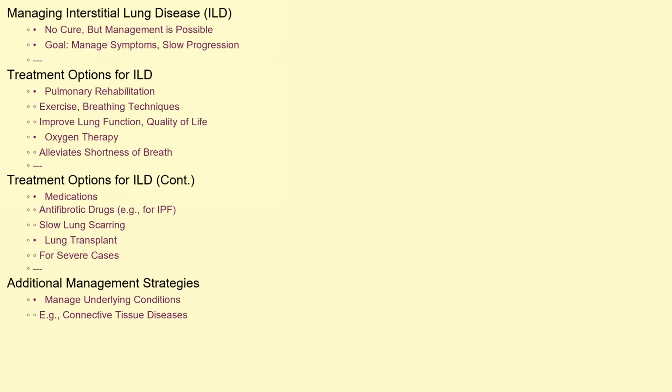While there's currently no cure for most forms of ILD, various treatments can help manage symptoms and slow disease progression. Pulmonary rehabilitation, which includes exercise training and breathing techniques, can improve lung function and quality of life. Oxygen therapy provides supplemental oxygen to alleviate shortness of breath. Medications, such as antifibrotic drugs, can help slow the progression of lung scarring in certain types of ILD, particularly IPF. In severe cases, a lung transplant may be considered. Managing underlying conditions, such as connective tissue diseases, is also crucial in treating associated ILD.